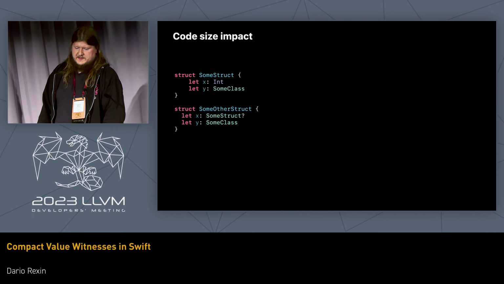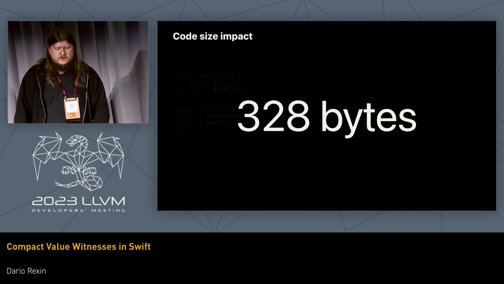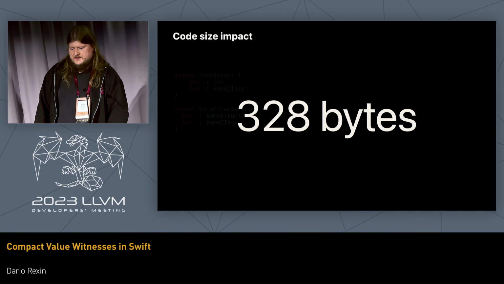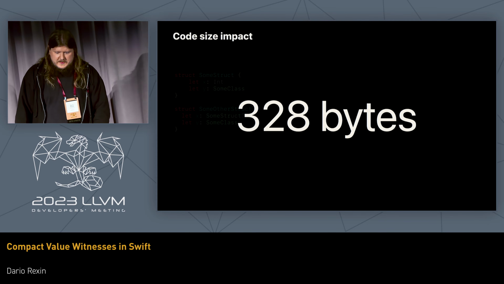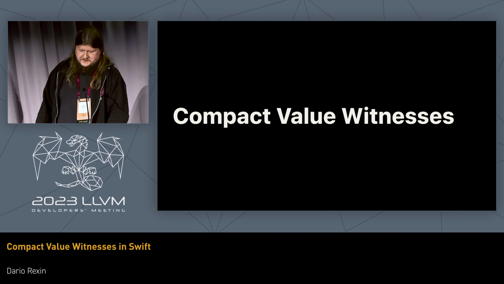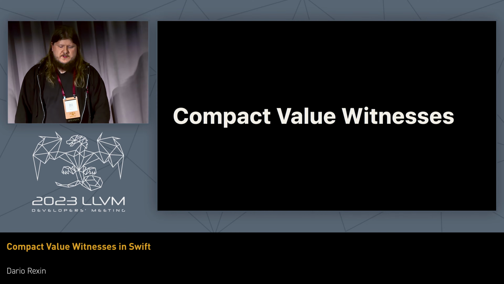Let's add another type that contains an optional value of the first one and another reference to a class instance. The value witnesses for the new type are 328 bytes in size, and that is in addition to the 208 bytes of the first type. So in total, we're now at 536 bytes. And these witnesses get generated for every non-trivial type. And this is the reason we started looking into making value witnesses more compact.